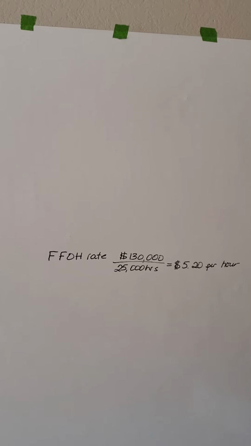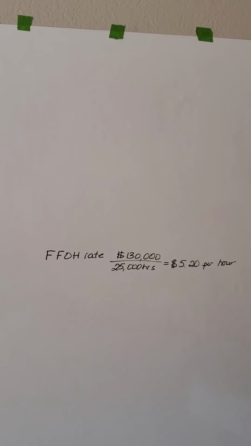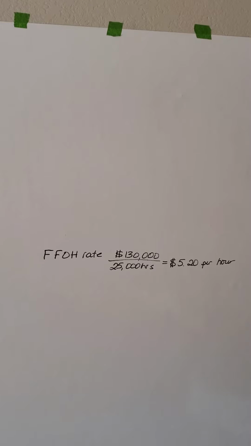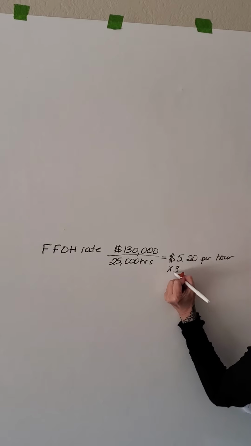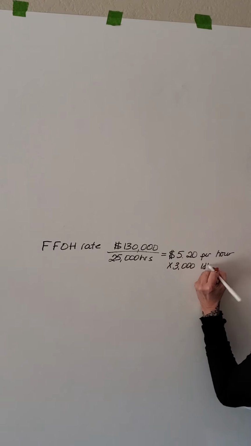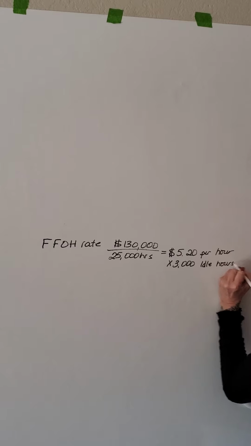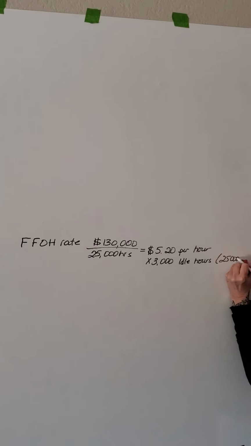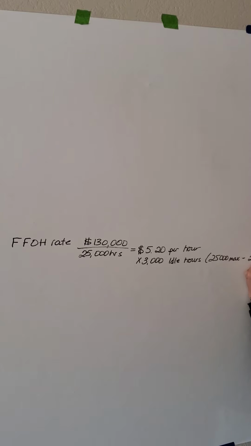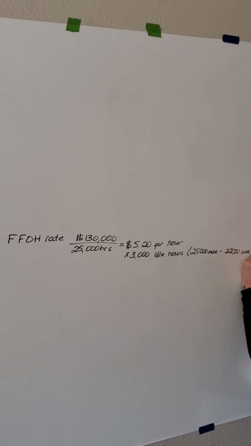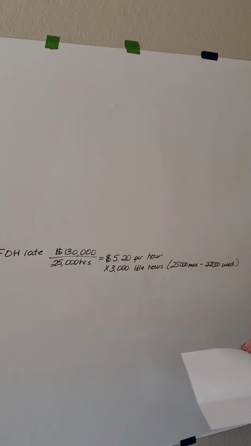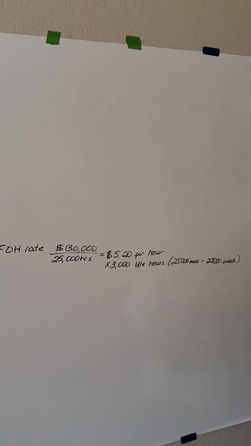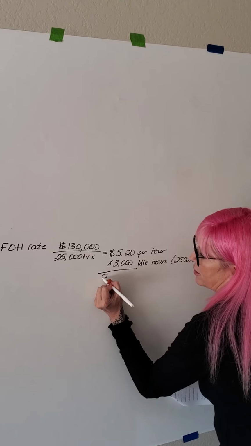And I can work at 25,000 hours. During the month, we only use 22,000 hours. So we're going to multiply this times our 3,000 idle hours. Right, so that's the 25,000 max minus the 22,000 used. So that's where I get my 3,000 hours. When I multiply those two together, making sure my math is right, it comes to $15,600.